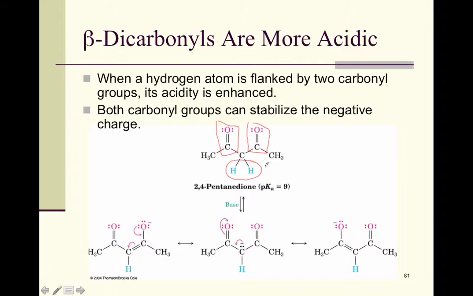What makes something an acid is its ability to give up its hydrogen. So when we say these are very acidic hydrogens, what we're really saying is these hydrogens really want to get out of there. Taking a look at the base being introduced, we now have 3 resonance structures. With 3 resonance structures, it's quite stable. The more resonance structures you have, the more stable the molecule.